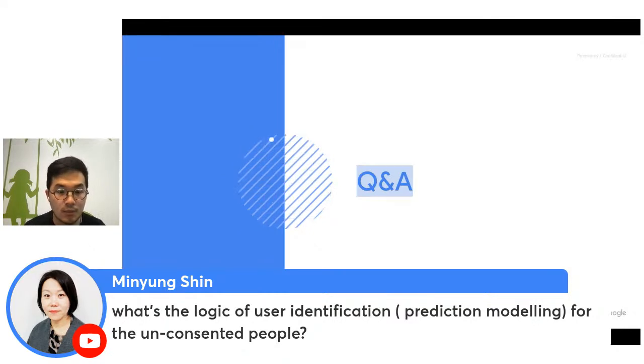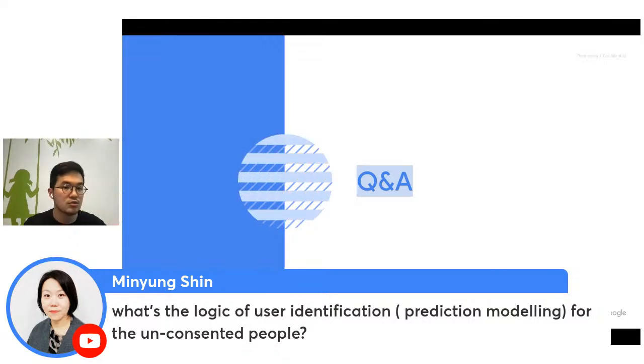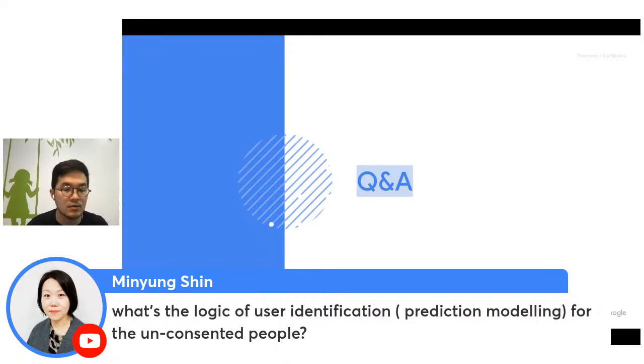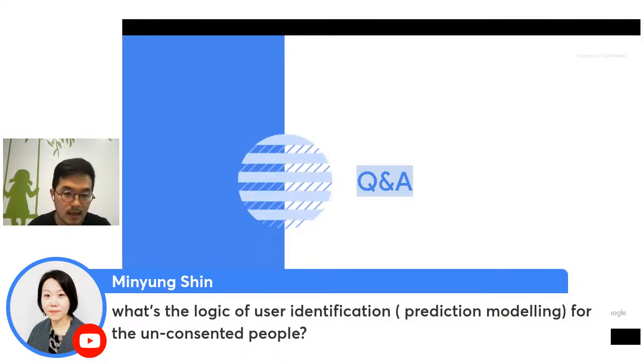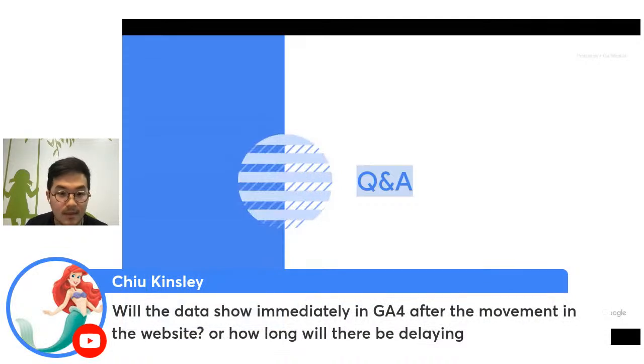So in that area, we are going to build a machine learning model to try to match those unconsented users and those consented users, and see what the differences and similarities are, and try to mimic the previous actions for our unconsented people. That is the logic behind that.